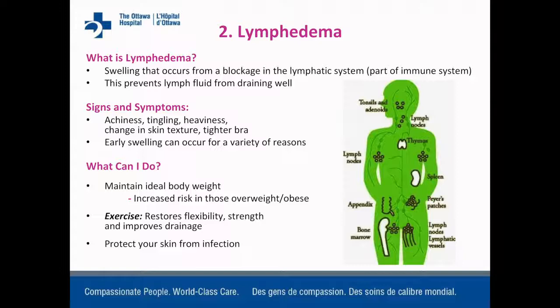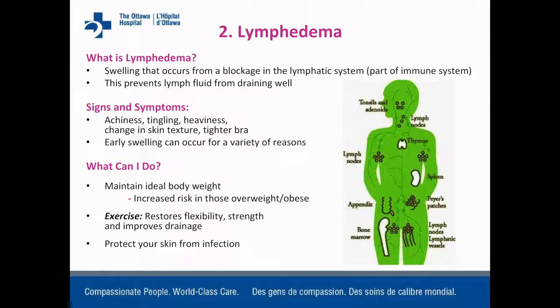And so lymphedema together is a swelling or a blockage that occurs in the lymphatic system, which prevents the lymph fluid from draining well. When you look at this green diagram, you can see that we have lymph nodes not only in the armpit area where the cancer surgery occurred, but also in many different areas of the body as well. And these lymph nodes are chambers that really fight infection and collect microorganisms.